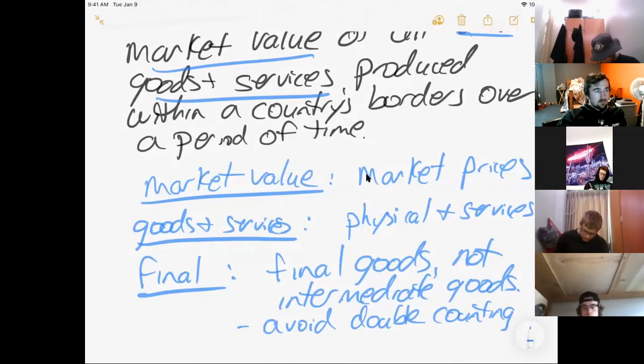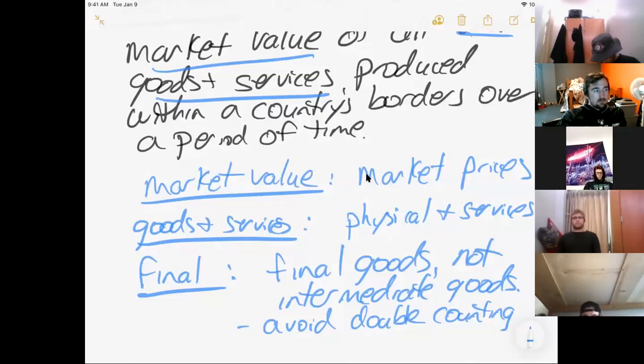So think about, for instance, a tire that's put on a new car. Should we include the price of that new car in GDP and then also the value of that tire? No, because then we're really counting the value of that tire twice. We're counting it once as the tire, and then the second time as a part of the price of the car. So what do we want to include in GDP? Only the car, because that's the final good. It's not the intermediate good.